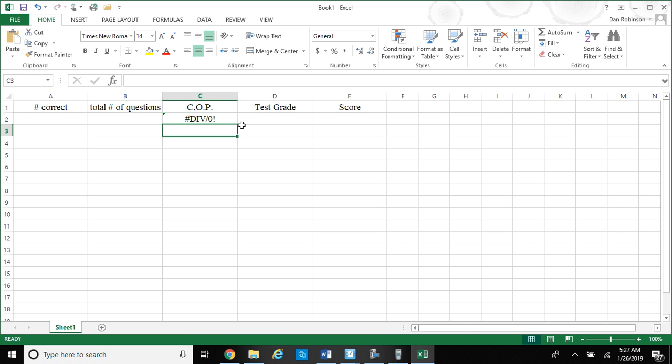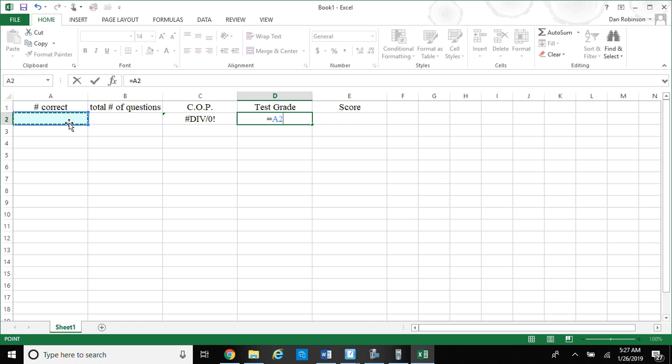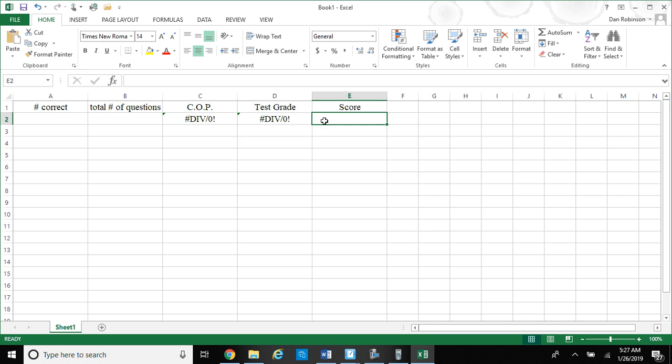What else do we need? Test grade. As we saw in our formula, the test grade is equal to the number correct, which is this cell, divided by the total number of questions, which is that cell, and we're going to multiply it by 100. So times 100. And that formula will be there. And when we see that, we're going to round it off. So I'll show you how we round it off in a second. So let's go back to Karen. She got, I believe it was 17 questions, right?